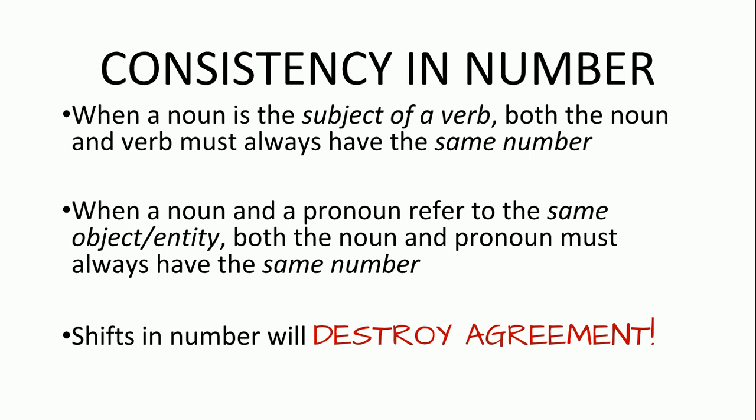Then consistency in number. This is why we care about number, because the SAT tests on consistency in number. There are two forms of this. The first is subject-verb agreement. Subject and verb have to have the same number. The second is noun-pronoun agreement. When you use a pronoun to refer back to a noun, the noun and the pronoun have to have the same number. If you don't, you destroy agreement and your sentences are sad.